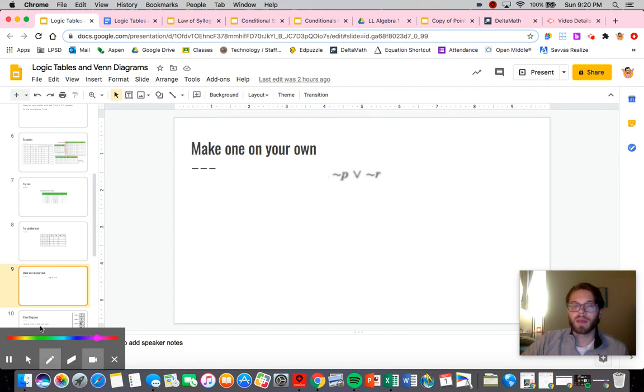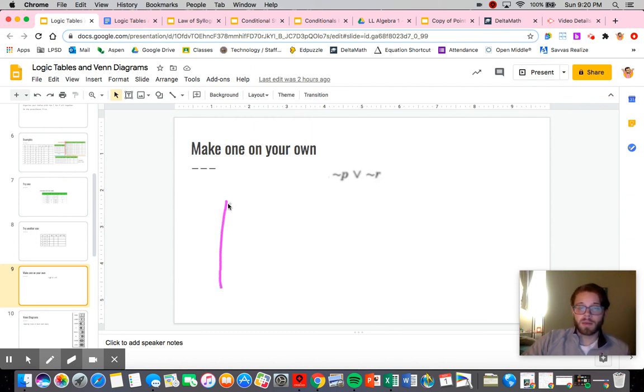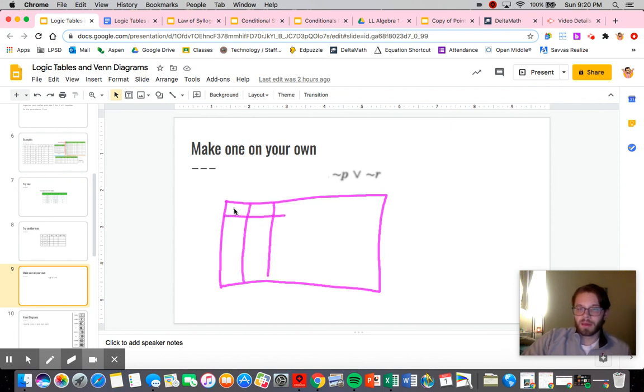Let's make our own now. So if I have P, not P, or not R, let's look at what we need. We actually only have two here. We didn't have a Q, so we don't need to worry about that. P, R. So 1, 2. So this is true, this is true, this is false, this is false. Again, I'm sticking with my conventions. True, false, true, false. Now I need the not of both of them.